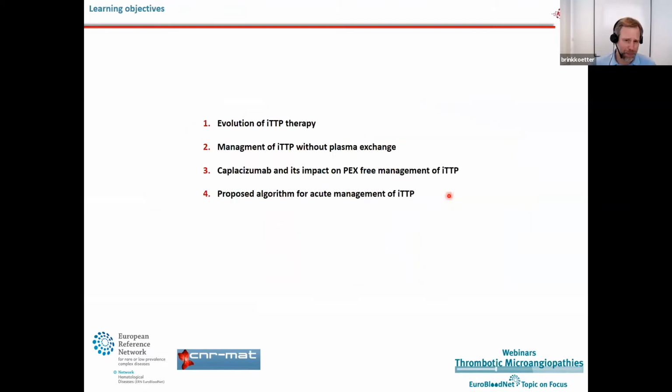This is my agenda. I will first briefly summarize the role of plasma separation in the treatment of TTP before I talk about plasma exchange-free approaches with and without the use of Caplacizumab. And in the end, I will close and discuss with you a clinical algorithm for the acute management of iTTP.